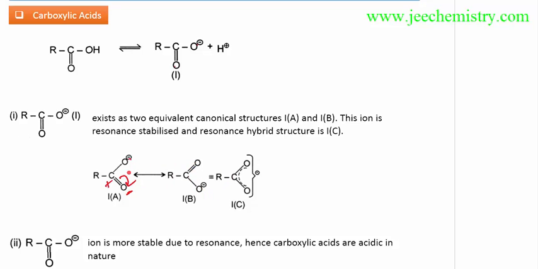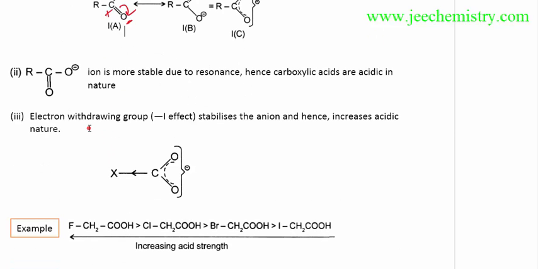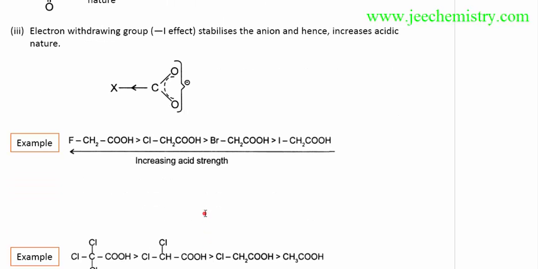These are two structures. This minus charge is shared by these two oxygen atoms. So there is a dispersion of negative charge, a delocalization of negative charge. It is not localized to only one oxygen atom. It is delocalized over these two oxygen atoms. So it will stabilize this negative charge by the dispersion. In this way the stability increases. So this carboxylate ion is more stable due to resonance, and that's why carboxylic acids are acidic in nature, because this carboxylate ion is more stabilized by resonance and conjugation. That's why carboxylic acid is more acidic.